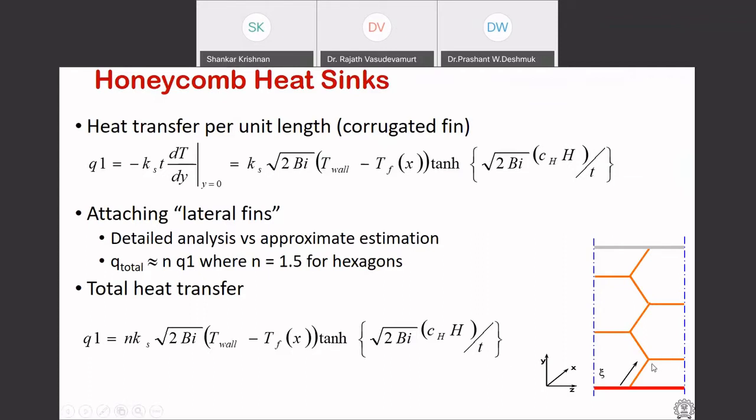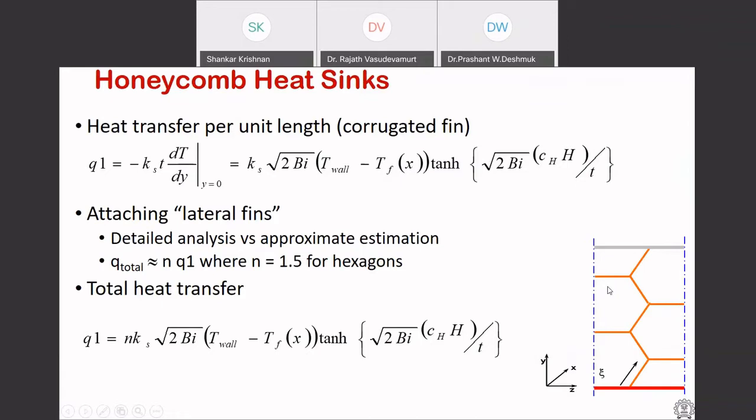So now we can add another fin equation and solve for it, or use a detailed analysis. But as a first order approximation, people have done this calculation, and there are some constants that one can use. If it is a hexagonal duct, the vertical fin, if this is the corrugated fin, then you have to multiply that by 1.5 to obtain the approximate relationship for this duct.